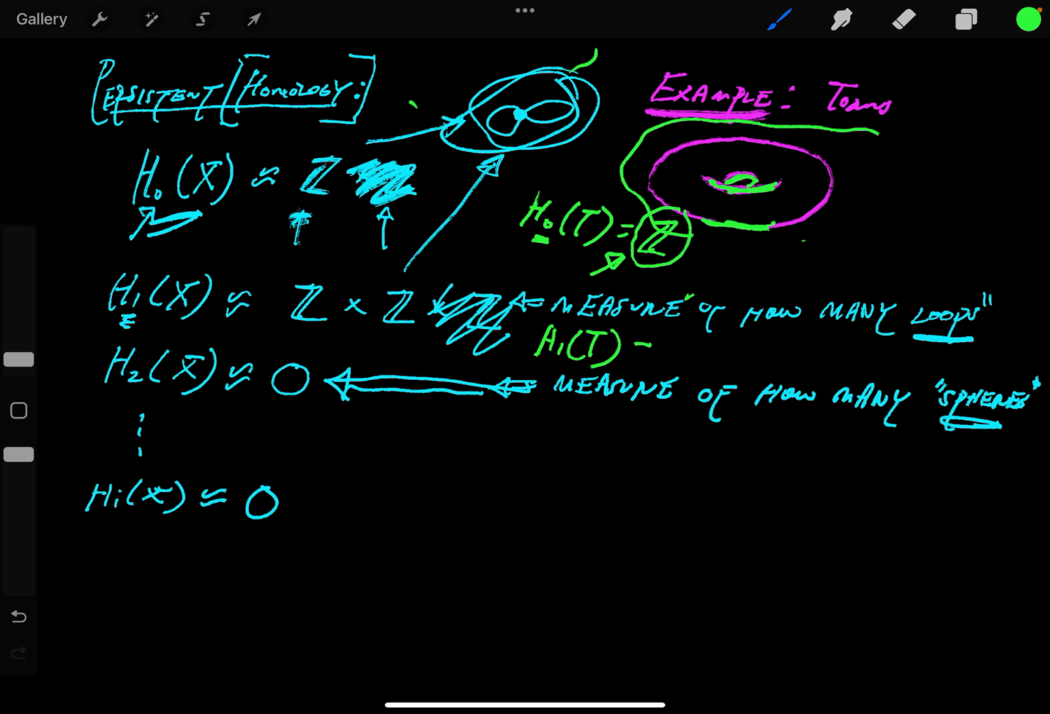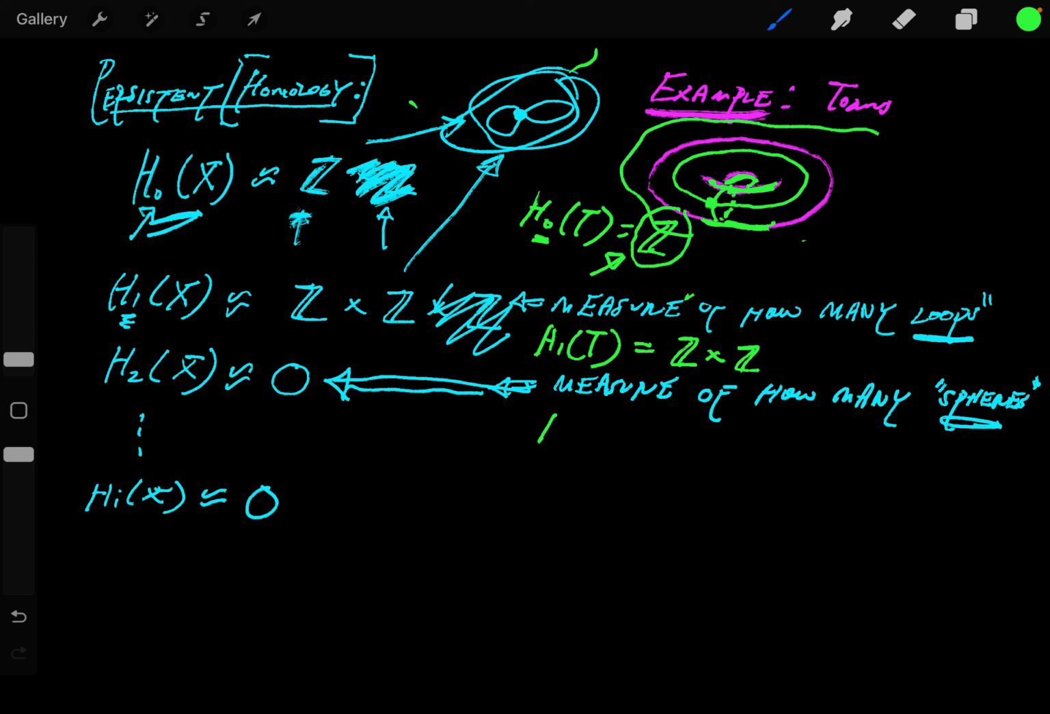And if we do H1, what we're measuring is the number of loops that can't be shrunk back to a point. And in the torus, if you look at this loop that goes around and then the other way, and then there's another loop that goes around like this, there's actually two loops that can't be contracted back to a point. So this here, H1, how many loops are there? There's Z cross Z, each Z representing one of the loops.